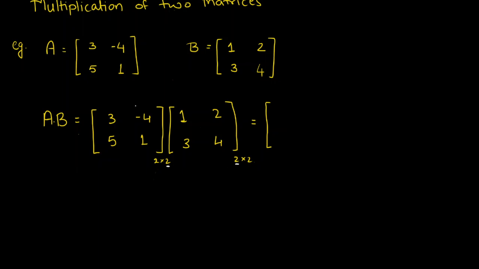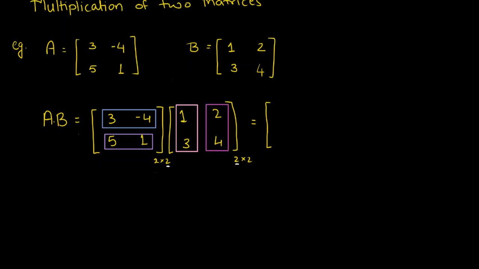Now, for the first matrix, we will generally consider the rows. So let me just mark them so that it becomes easier for you guys to see. We'll be considering the rows of the first matrix. So this is the first row of the first matrix, and this here is the second row of the first matrix. For the second matrix, we will consider the columns. So this here is the first column of the second matrix, and here if you see, this is the second column of the second matrix.